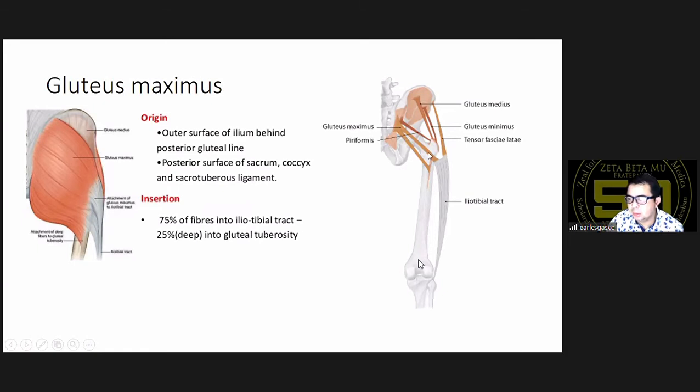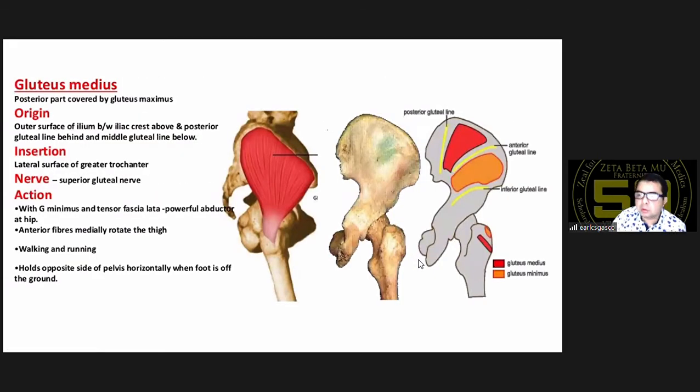The 25% of the muscle is inserted into the proximal part of your femur. There is a ridge there known as the gluteal tuberosity here. Okay, 25%, 75%, iliotibial tract, tensor fascia lata. Next, we have your gluteus medius.